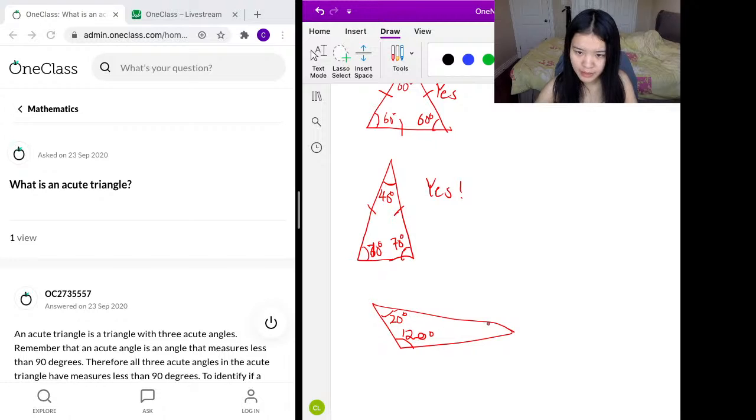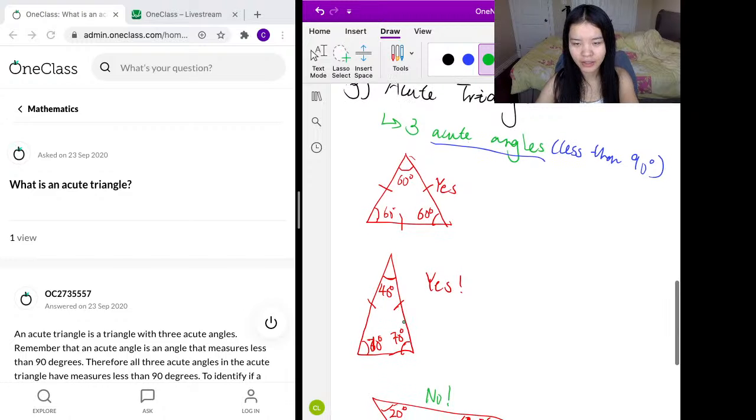20 degrees, 30 degrees, or sorry, 40 degrees. Is this an acute triangle? The answer is no. Why isn't it? Because the angle right over here is 120 degrees, which is more than 90 degrees. So this angle is not an acute angle. So this triangle doesn't have three acute angles. So this is not an acute triangle.